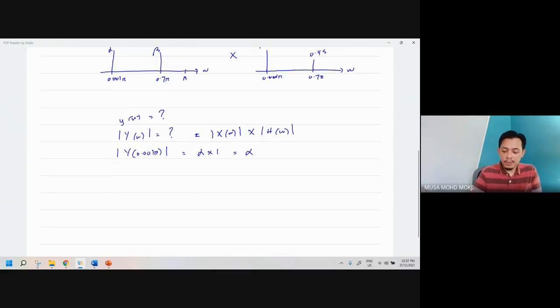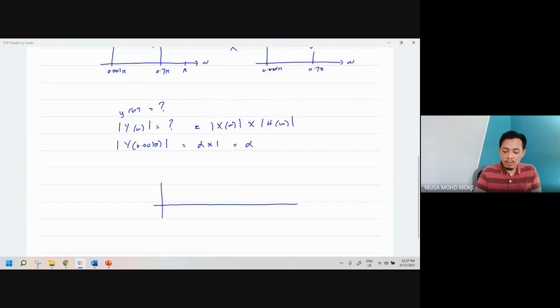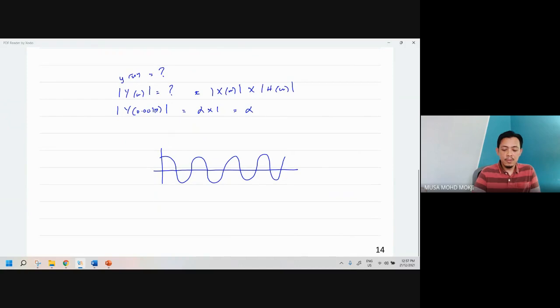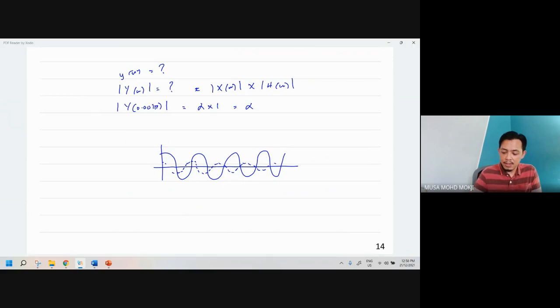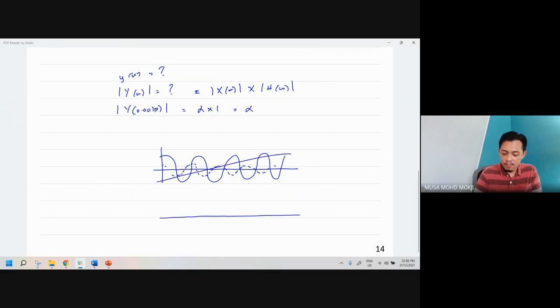So if you have the original signal of the second one, let's say something like this, the output will be less than half of that. Sorry, this is already misplaced. Let's draw that again. If you have this one as an original, you will have something less than that.